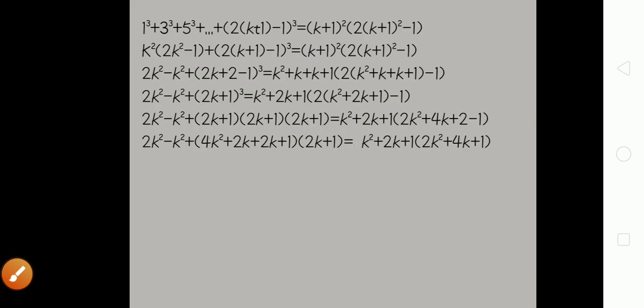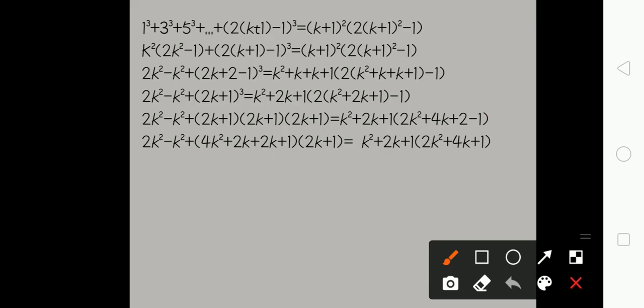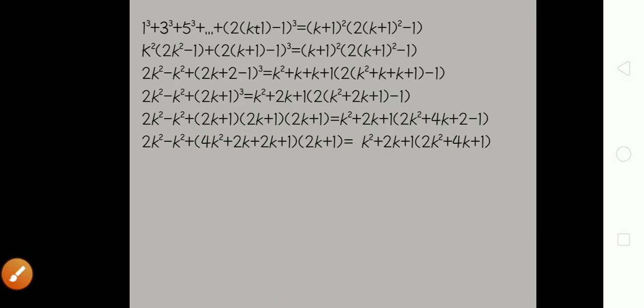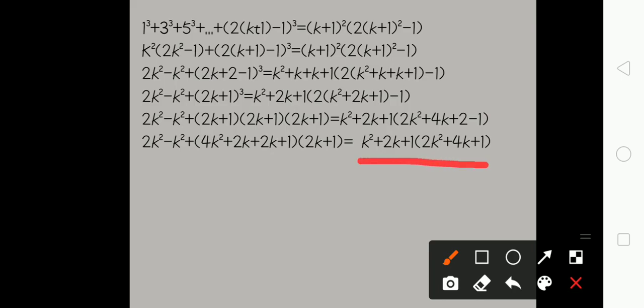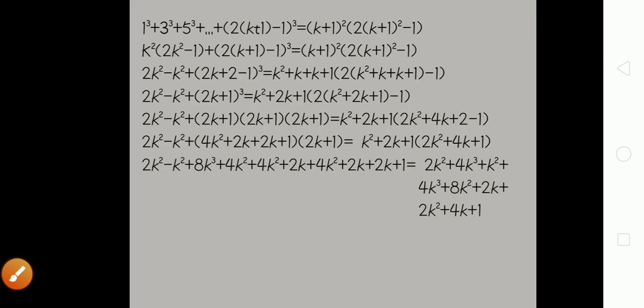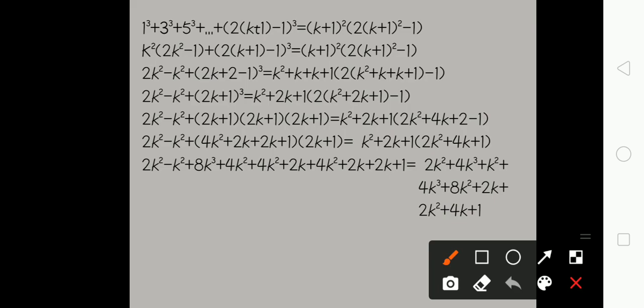So it would be like this: 2k squared minus k squared plus 4k squared plus 2k plus 1. This 4k squared plus 2k plus 1, we will just multiply this 2. So we cannot multiply the 3, so we'll just multiply the 2 first, then the next one. Okay, so just copy this one. Next, we will multiply the other 2k plus 1. So just copy 2k squared minus k squared, and we will multiply this one.